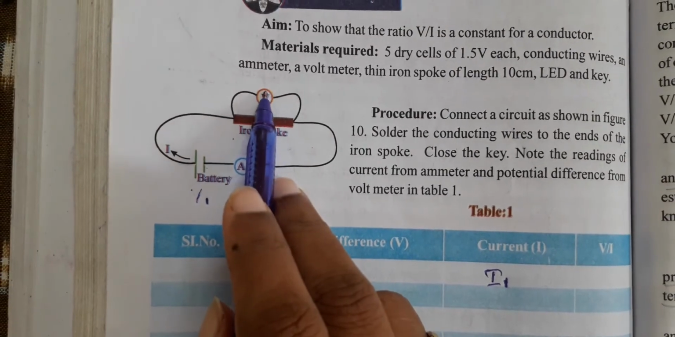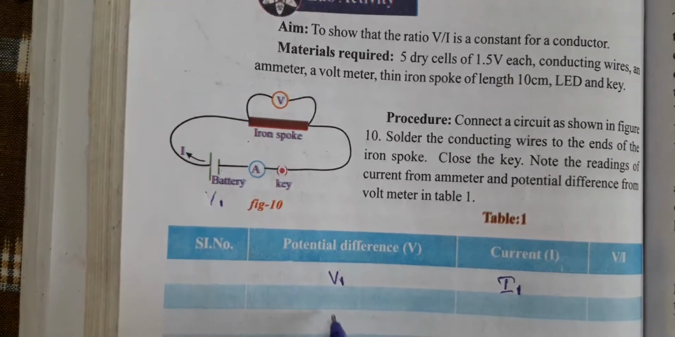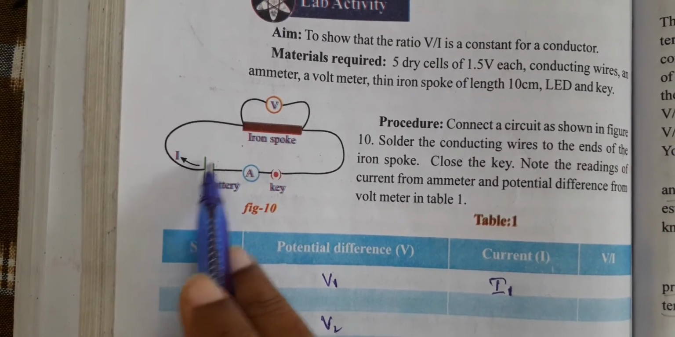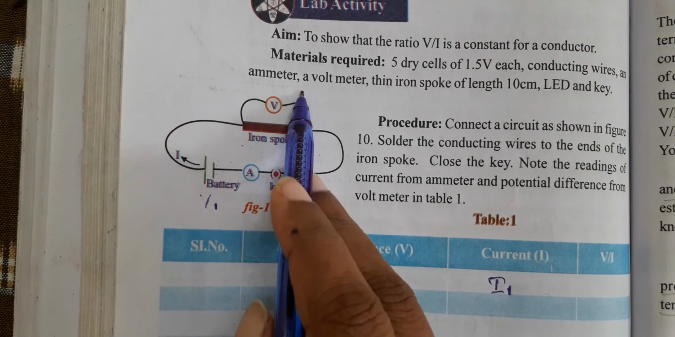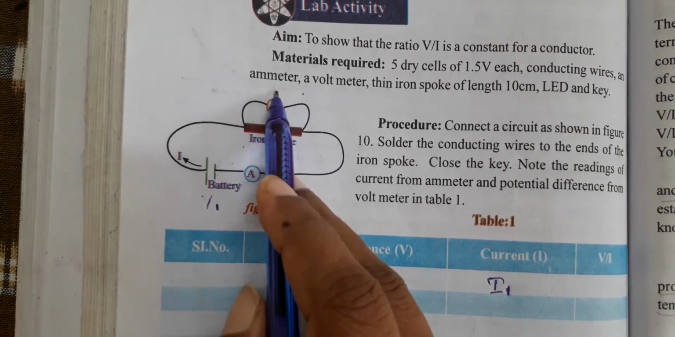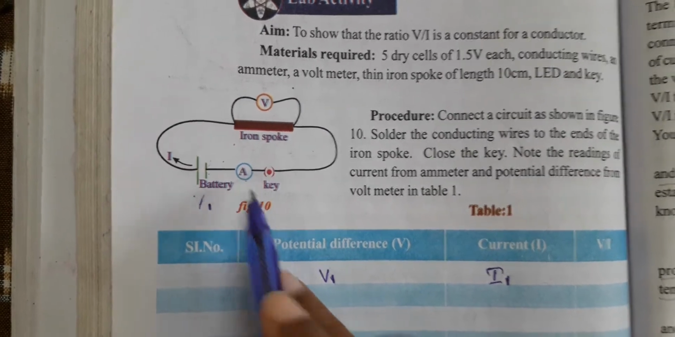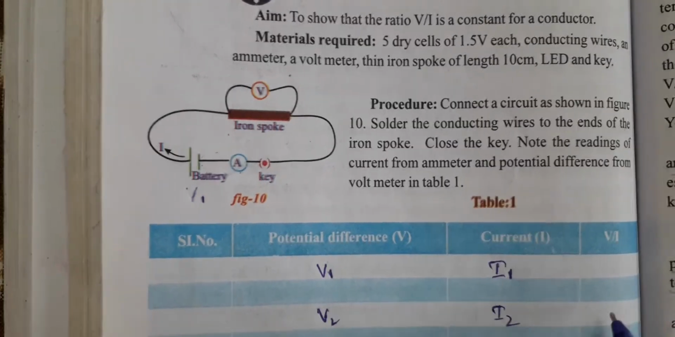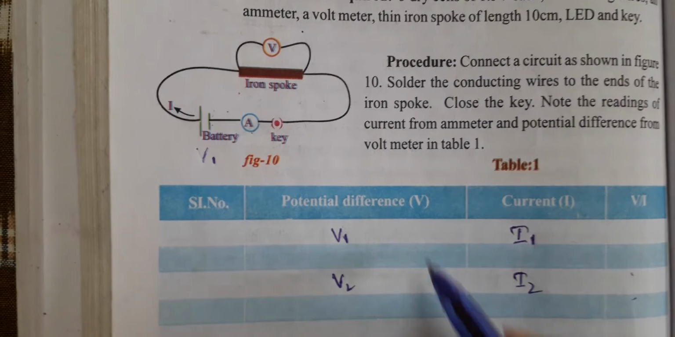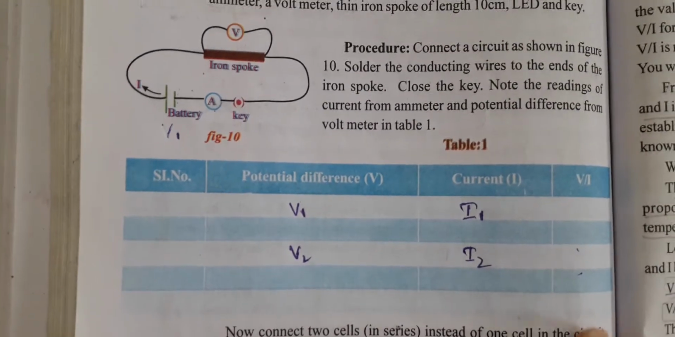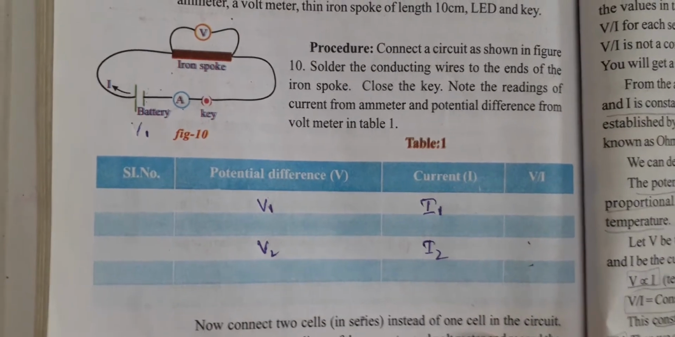Then you will find out the voltmeter reading V2. So you are changing the battery here for the second time. That means you are increasing the battery value. Here you are finding the voltage. Previously it was V1, now it is V2. Now find the current in the meter, that is I2. Now we are finding V2 by I2. Like that, repeat the experiment, fill the table here and find out the value of V by I always.